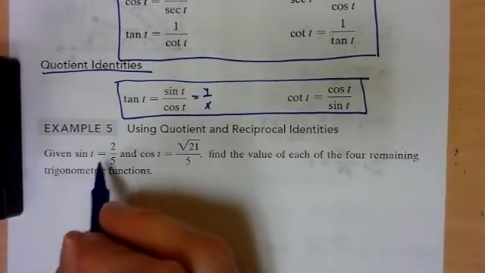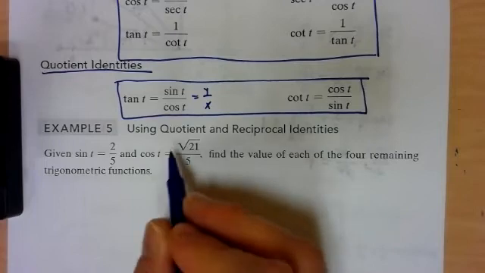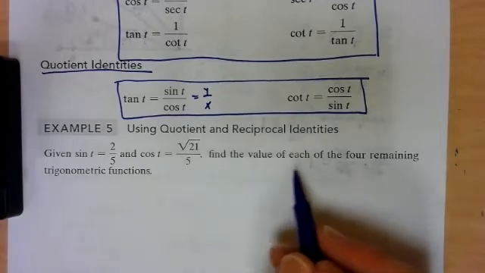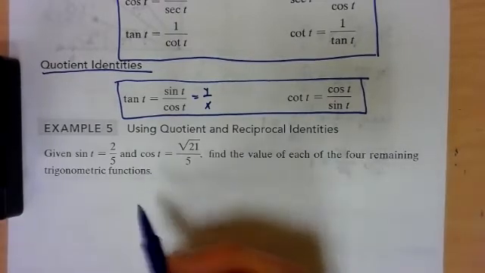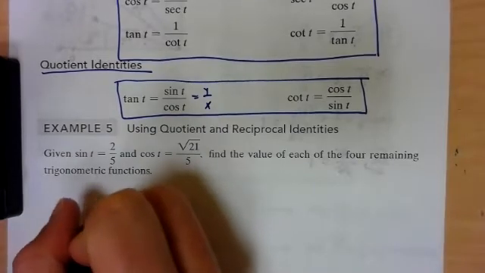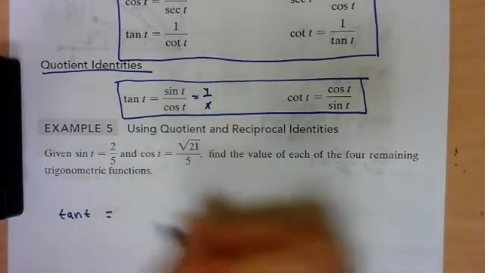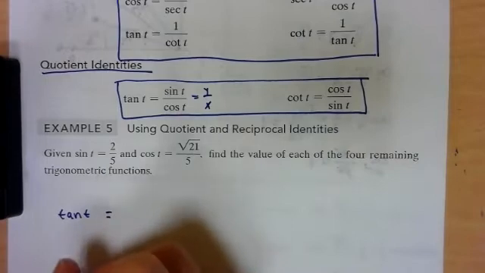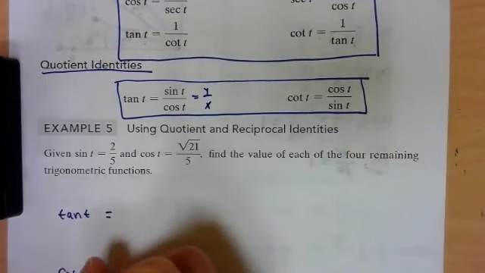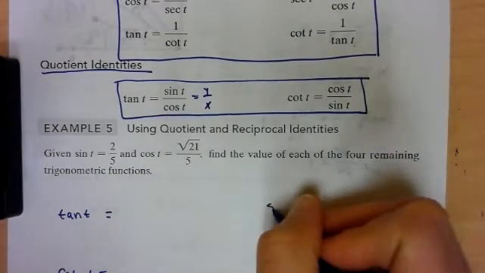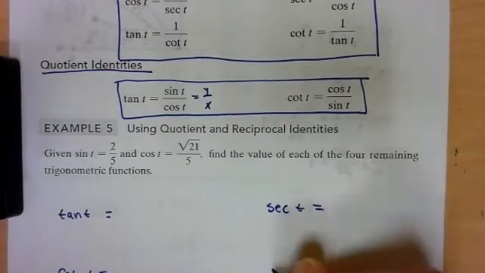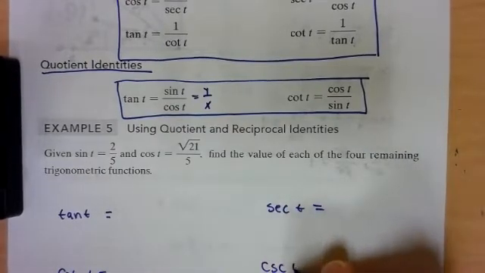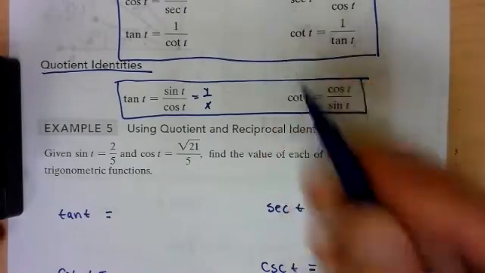It says, given that sine of t equals 2/5 and cosine of t equals root 21 over 5, find the values of the 4 remaining trig functions. So we need to find tangent of t, cotangent of t, secant of t, and cosecant of t. Well, let's look at our values up here.